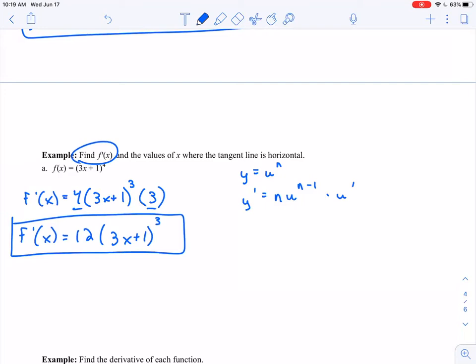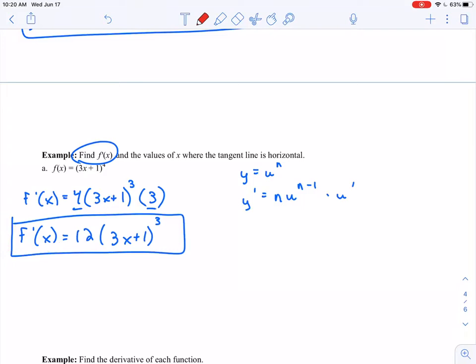So we found f prime of x. What else do we need to do? We need to find the values of x where the tangent line is horizontal. Again, we're using a different derivative rule, right? We're using the chain rule, which is kind of a new idea. But at the end of the day, we're still doing the same thing that we've always been doing. We're finding derivatives. Even though we're using the chain rule, the derivative still tells us the same piece of information. It still tells the slope of the tangent line, still might tell us velocity if we're working with a position function, tells us rate of change.